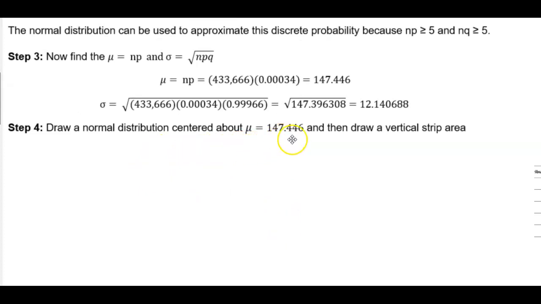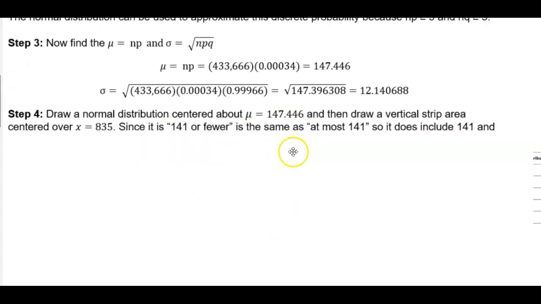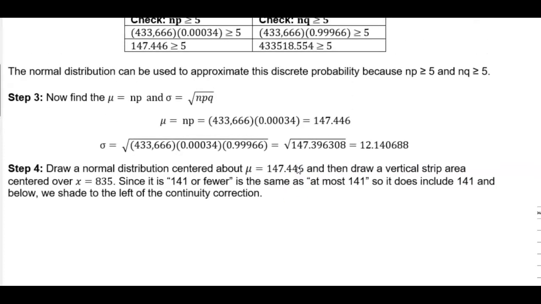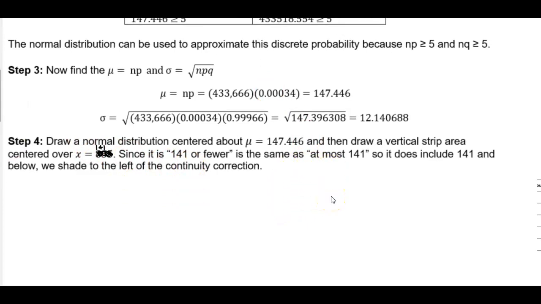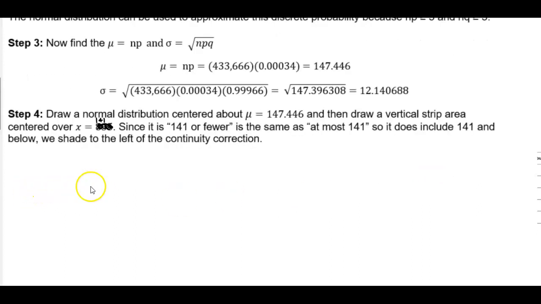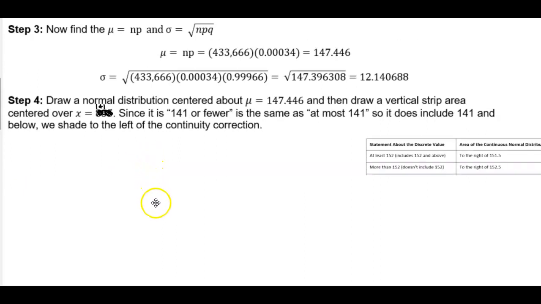Now what we want to do is draw a normal distribution centered about the mean, which is 147.446, and then draw a vertical strip area centered over the value of 141. So x here is equal to 141. Since it is 141 or fewer, it is the same as at most 141, so it does include 141 and below. So we're going to shade to the left of the continuity correction.